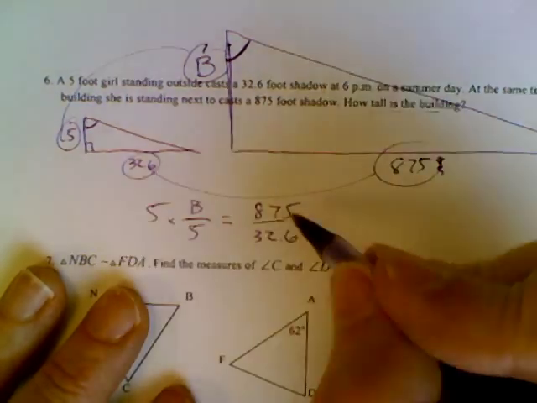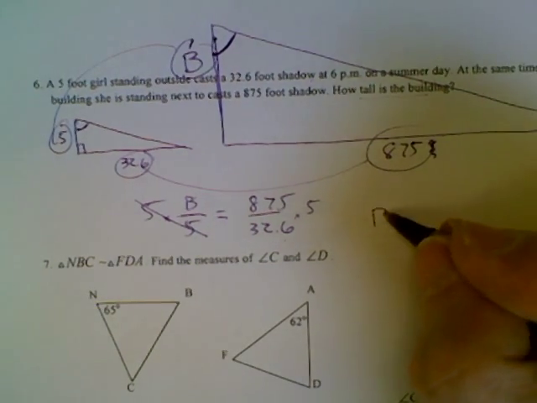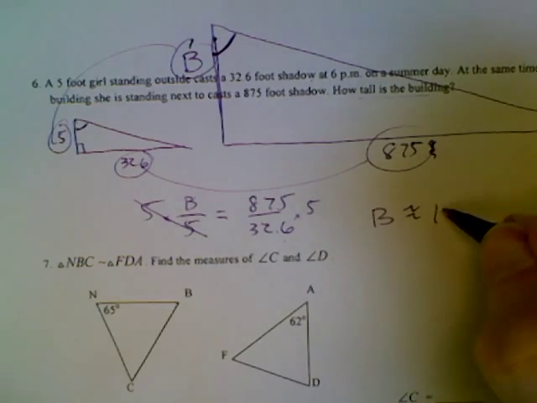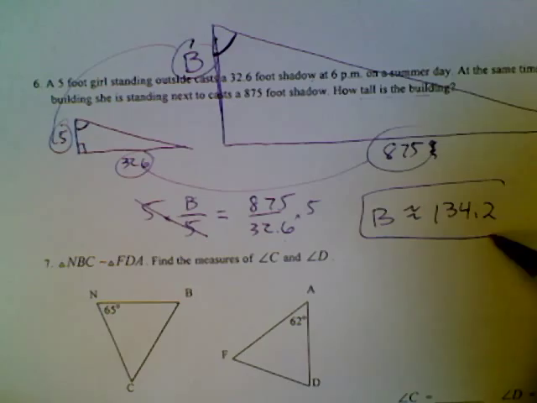Multiply both sides by 5. Let the calculator do the rest of the work. The building turns out to be approximately 134.2 feet tall.